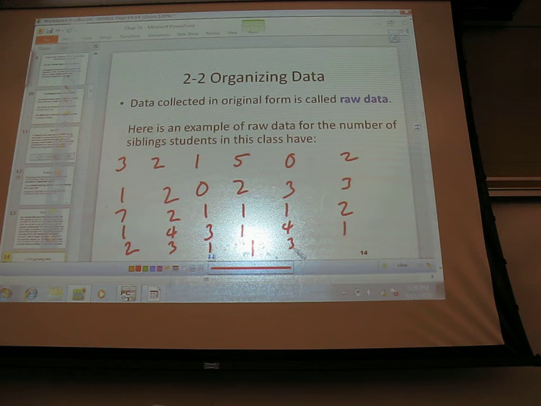All right, great. So that's our raw data. That's what raw data looks like, just like that. Okay, so that's good. It's data, but it's not really easy to read. Does that make sense? It's kind of hard to figure out what's going on with it.